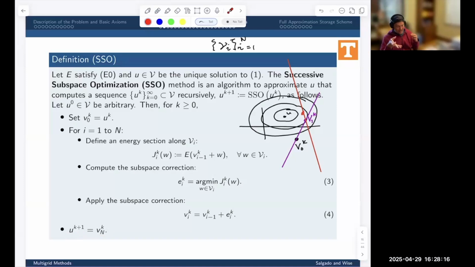All right, so I have to run through all of these subspaces in order to just update from UK to UK plus 1. So that's this thing called the successive subspace optimization approach. That's sort of the cornerstone for all the work that we do in this chapter. It turns out this algorithm is not so useful, however, and so we want to generalize that.